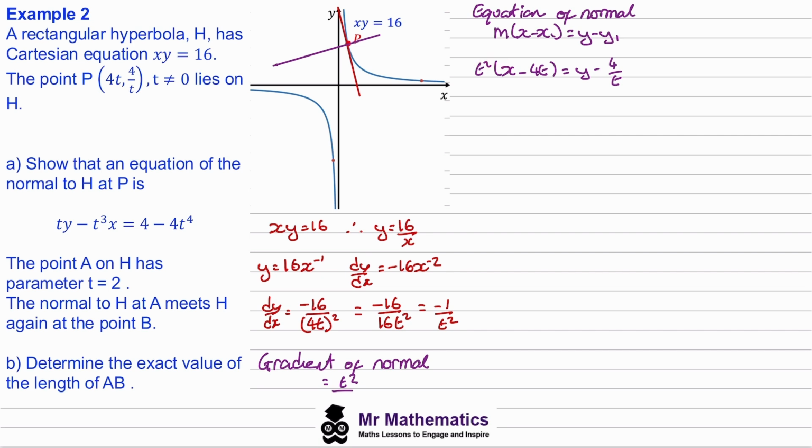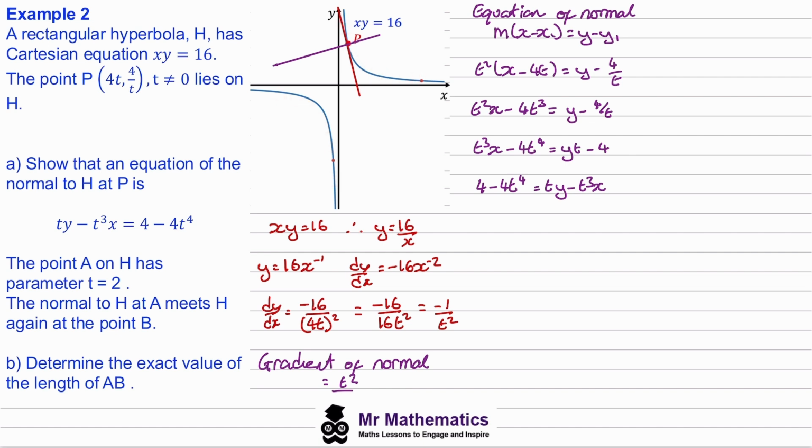So now we need to expand out this bracket, and then we'll multiply everything by t to cancel out this term. And then we'll move the t cubed x over to the right hand side, and the negative 4 over to this side. And this is exactly what we were asked to show here, okay? So this is the general equation in terms of t for the normal to H, okay?